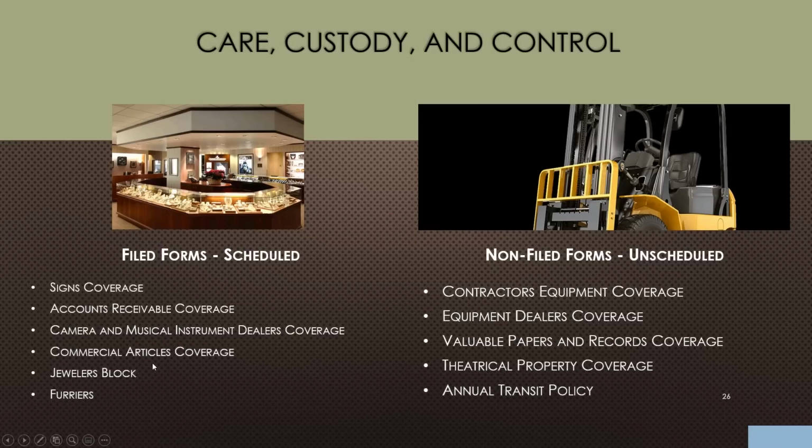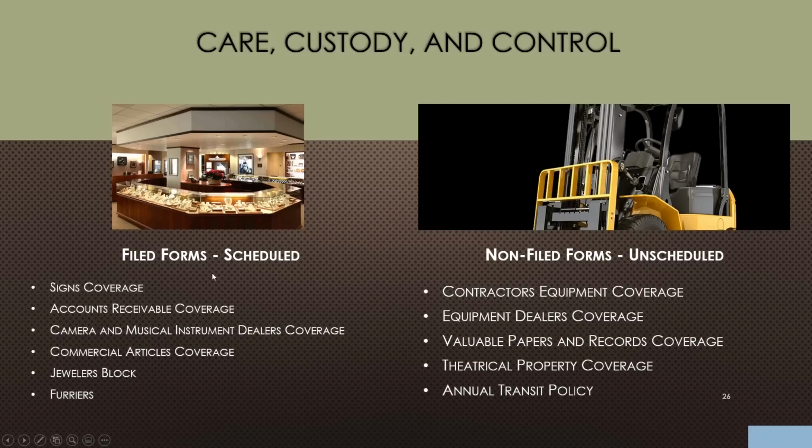Okay. Now, this is different because commercial articles actually covers cameras and musical instruments also, but it covers the ones that we're using. Whereas camera dealers coverage covers a photography store where they're selling cameras and lenses, commercial articles is where we're using the cameras in the business, right? So maybe we're doing a photo shoot booth. That's commercial articles coverage because we're using the cameras in the business.